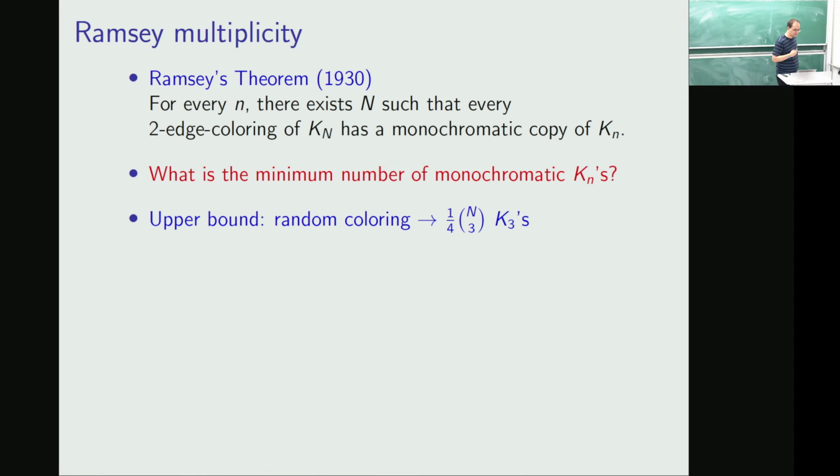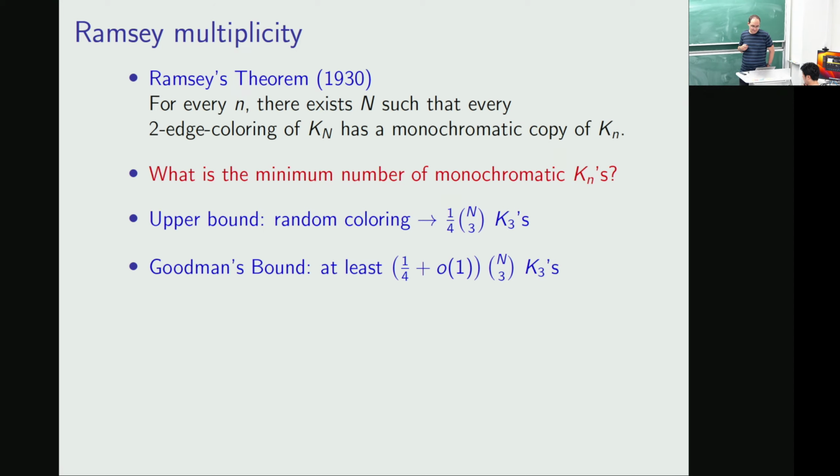And what I can do is, if I take a random coloring, so if I randomly color the edges of a complete graph on capital N vertices with two colors, the probability that a particular triangle will be monochromatic is 1/4. Let's say I color with red and blue. With probability 1/8, I will see a red triangle. With probability 1/8, I will see a blue triangle. With probability 1/4, I will see a monochromatic triangle. So the answer to this question is at most this number, because if this is the expected number of monochromatic triangles, there is a coloring achieving at most this number.